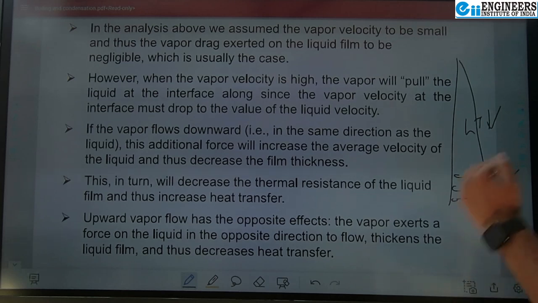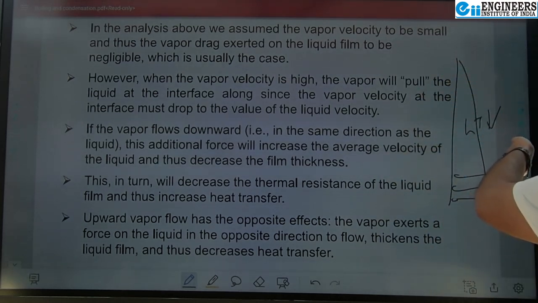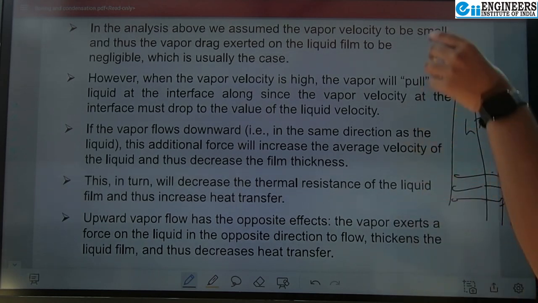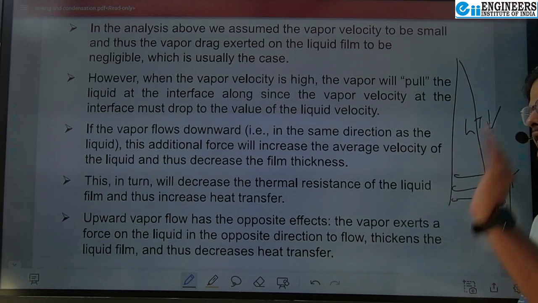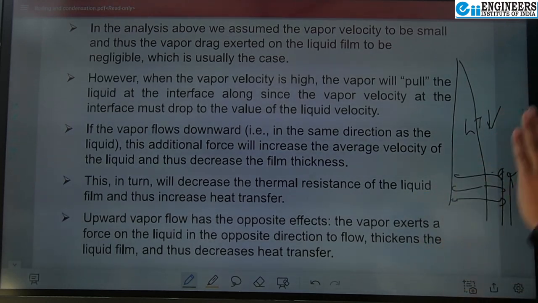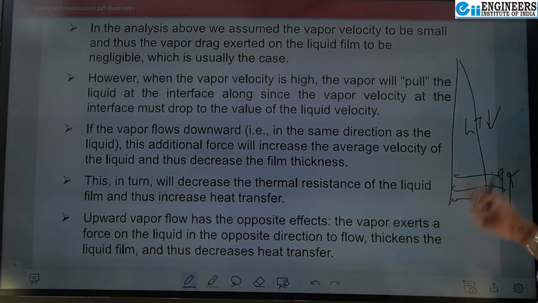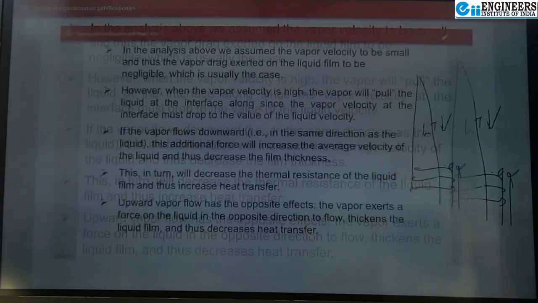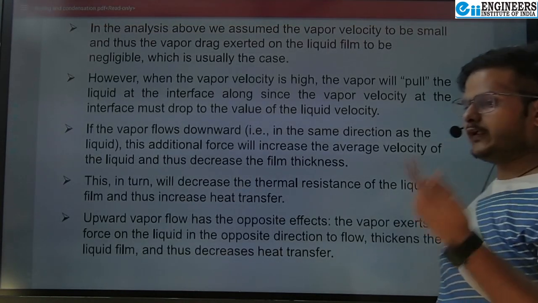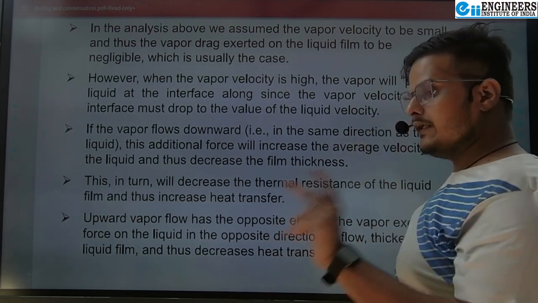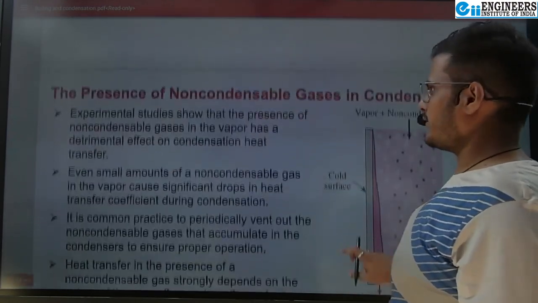That means if the flow of vapor is parallel to the direction of the flow of the fluid, the thickness of the film reduces, increasing the heat transfer. If the flow of vapor is opposite to the flow of the film, then the thickness widens and it causes a reduction in the heat transfer.